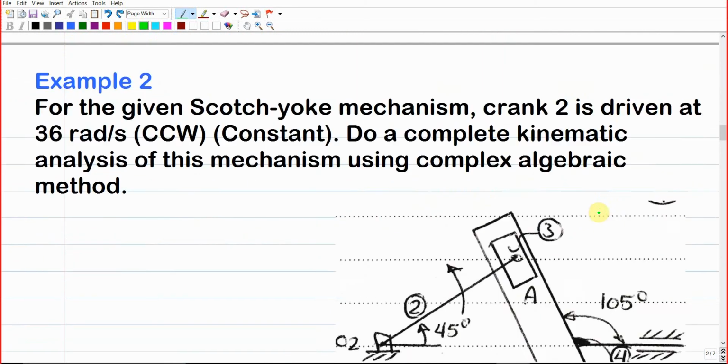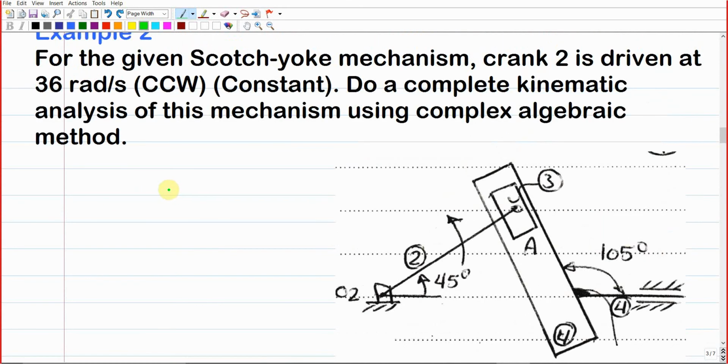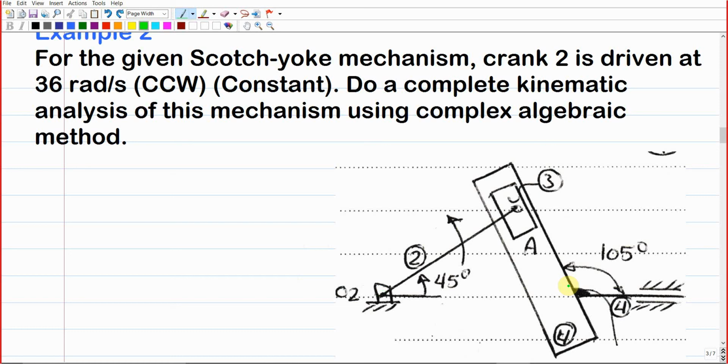So this is for this example. How about this one? This is known as a Scotch yoke mechanism. This mechanism has crank 2, which is this crank, O2A. Crank, generally in mechanisms, as we mentioned before, we set up like a motor, like an electrical motor. This electrical motor is going to give 360-degree rotation for this crank. This crank is going to keep rotating, and something is going to happen to the other link that is connected to the crank. So crank 2 is driven at 36 radians per second counterclockwise, and it is constant.